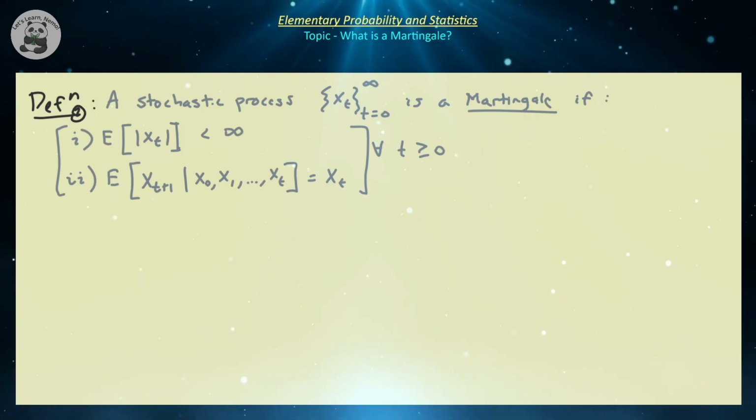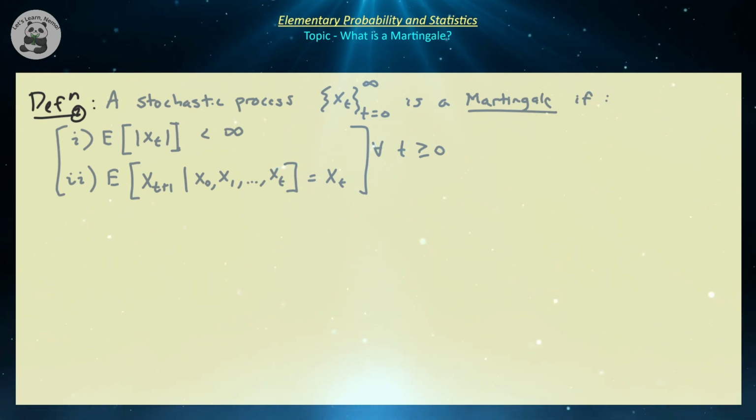Now that we have a general idea of what a stochastic process is, let us look at a very specific type of stochastic process known as a martingale. Obviously this means that martingales are special types of stochastic processes. All martingales are stochastic processes, but of course not all stochastic processes are martingales. So what exactly is a martingale?